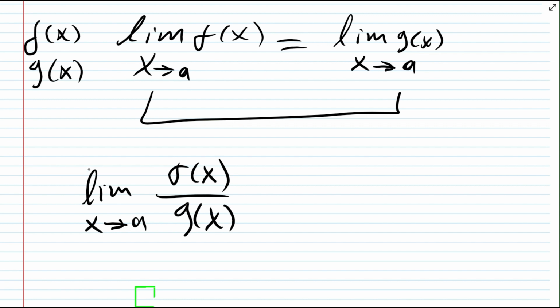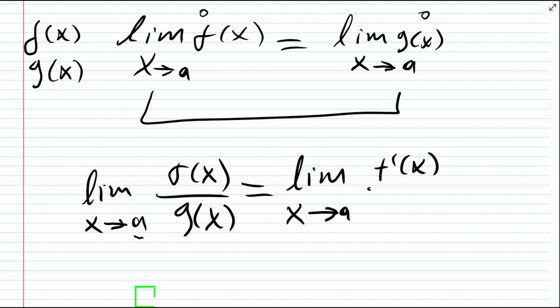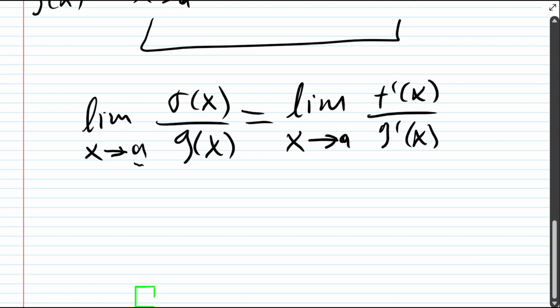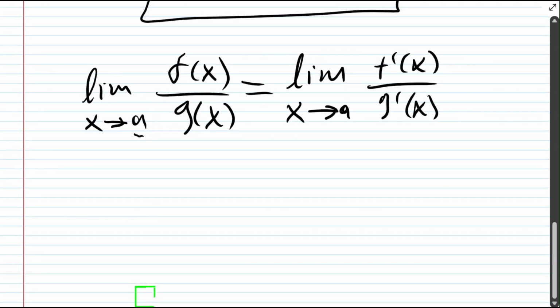imagine this is 0 and this is 0 here, it is going to be equal to the limit as x approaches that value a of f prime of x, which is the derivative of f, over g prime of x, which is the derivative of g, right? So this is telling us that if we have two equal limits, the derivatives of those two functions will give us the limit of that function.